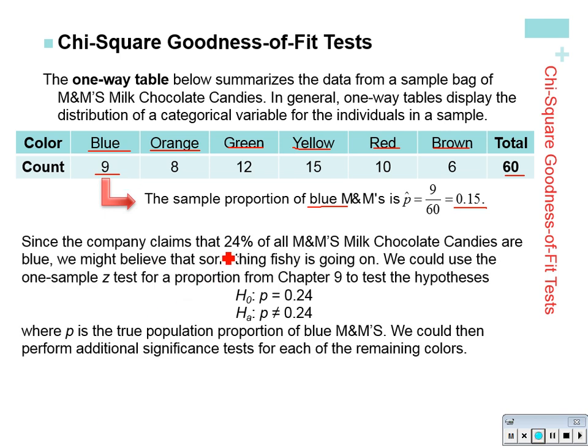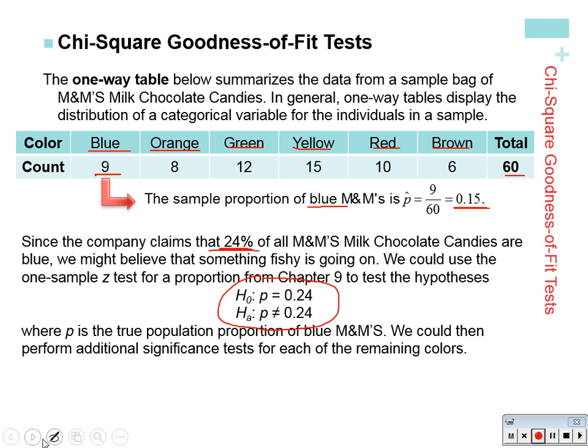However, the company claims, the Mars company that makes M&Ms, they claim that 24% of their candies are blue. So if you take a look at the difference in the proportions there, 24% is what you would expect. However, when we randomly chose a bag, we only got 15%. So one of the things that we do with questions like this is we perform a significance test, and here would be the null and alternative hypothesis if we were just talking about comparing the blue candies that we actually got versus what the Mars company claims is true.